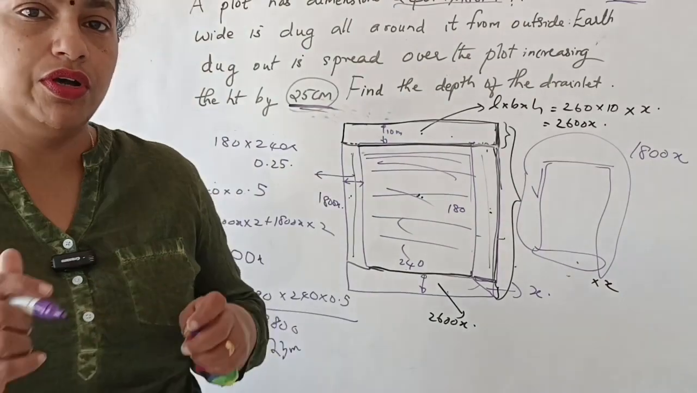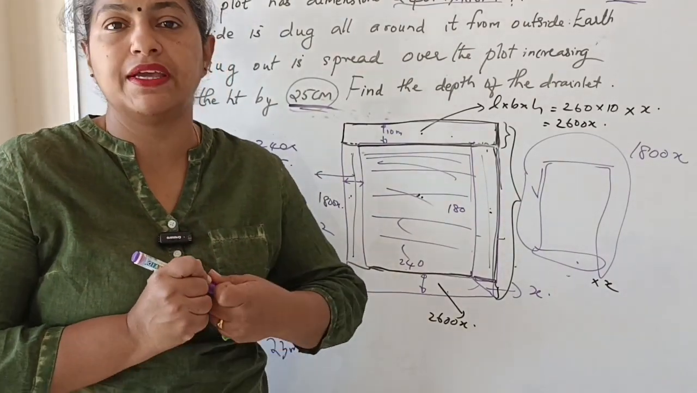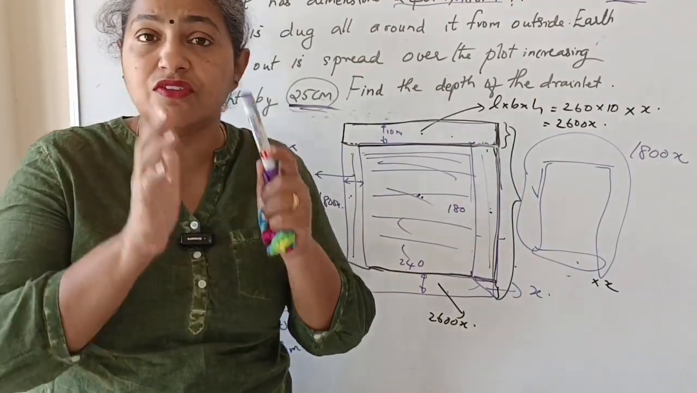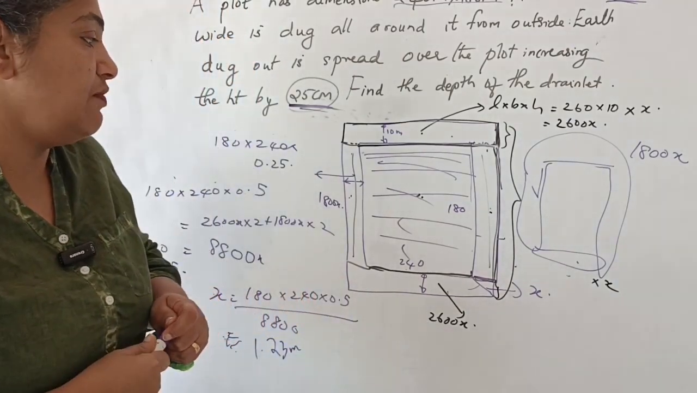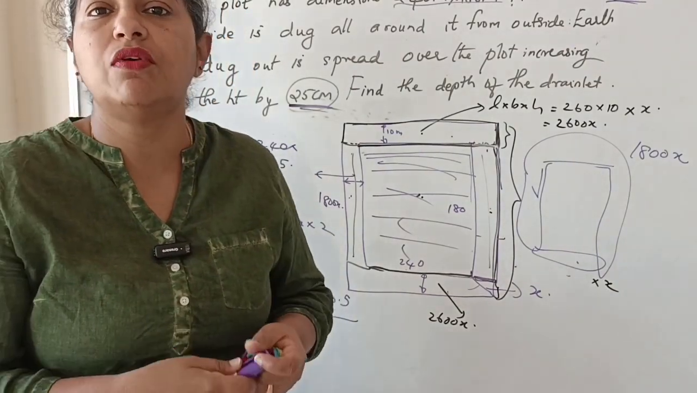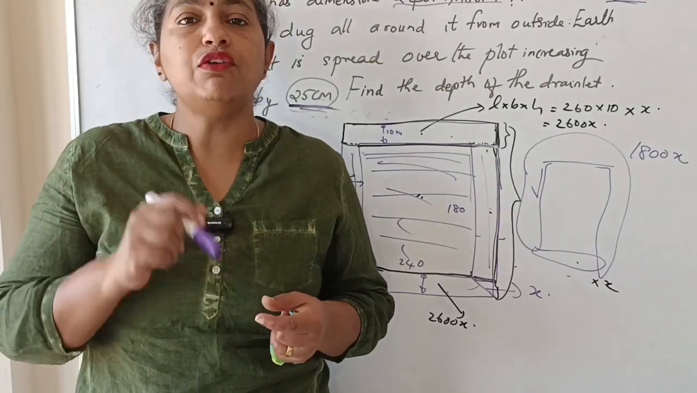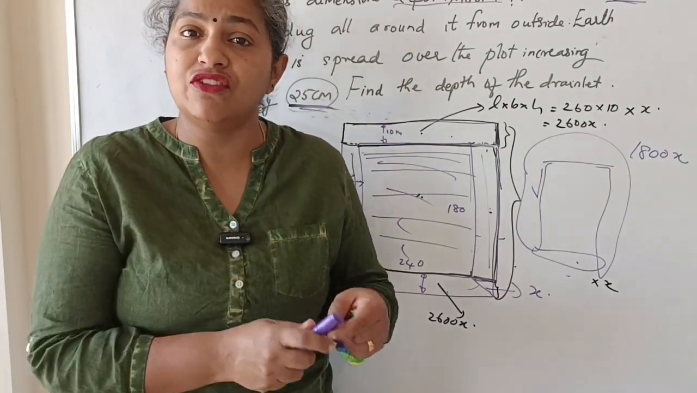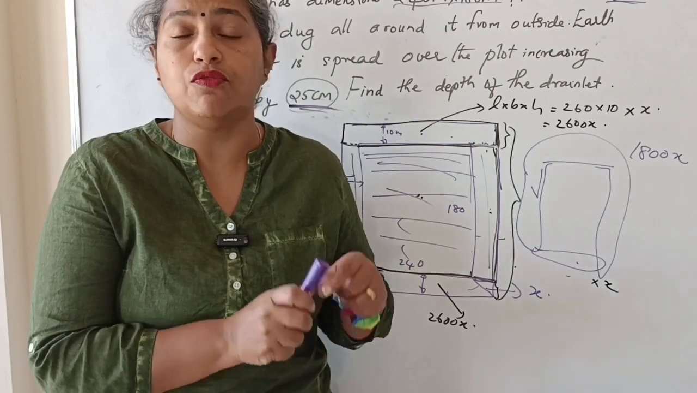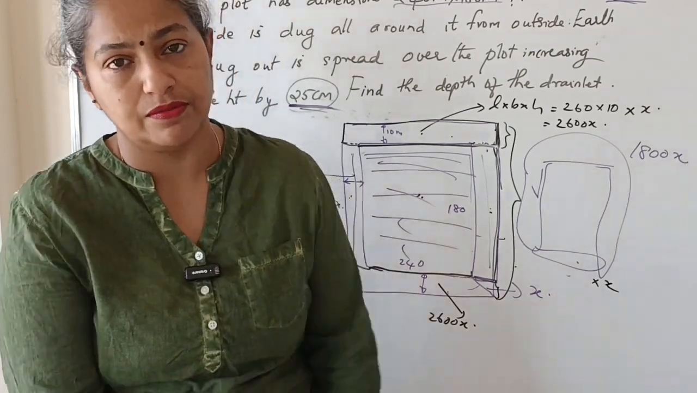Now, this was a little more complicated than the previous sum, which was pretty much straightforward. But I hope you have understood how to calculate the volume of the earth taken out from whichever part is given to you. We will do one more sum and then move on to the last type of sum in this particular concept of volume of cubes and cuboids.